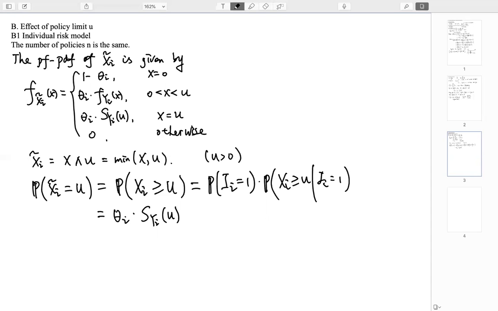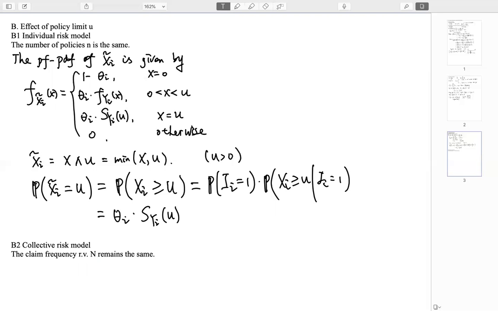Next, let's take a look at the collective risk model. In this case, it's somehow easy to study. So first, N remains the same. The claim frequency, the random variable N, remains the same. In our notation, N tilde equals N. The reason is as follows.